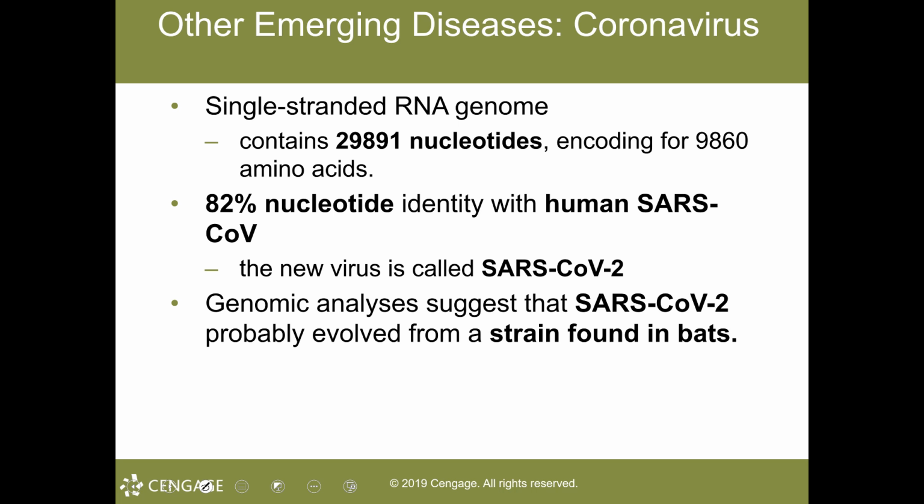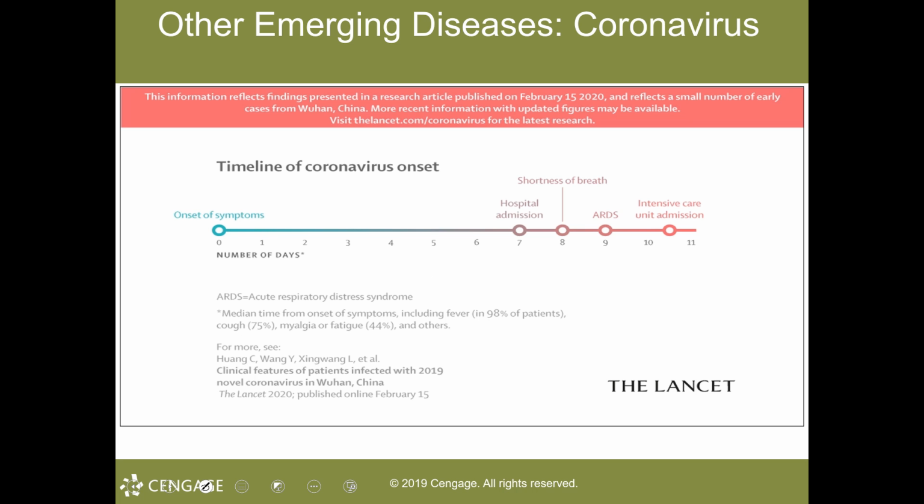Genetic analyses suggest that SARS-CoV-2, this coronavirus, class, probably evolved from a strain found in bats, and that's probably. I included this, class, for informational purposes, but also to provide any assistance or help.